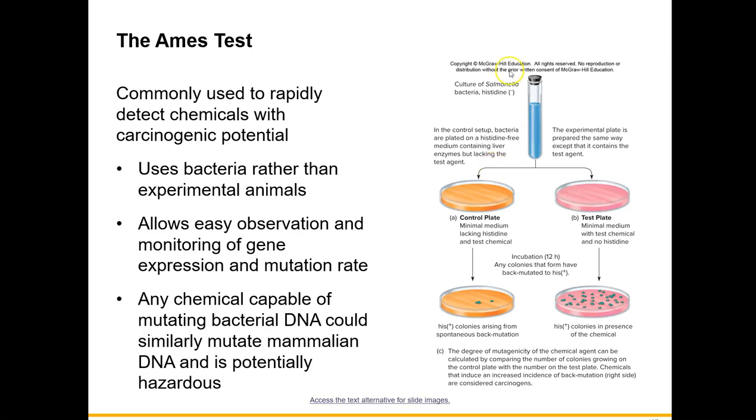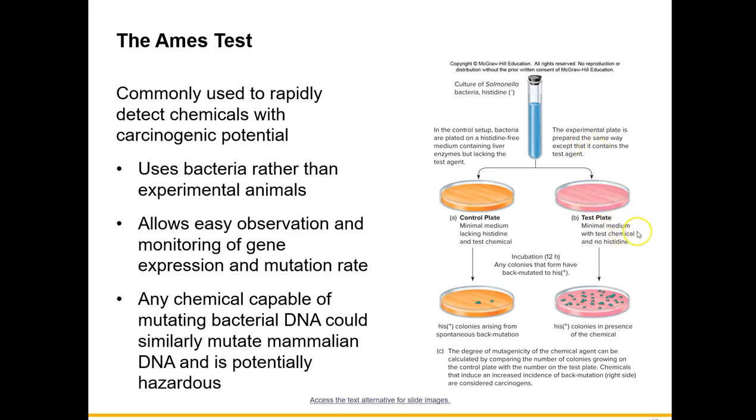So what we have here is a Salmonella bacteria in a histidine-negative media. The control setup has the bacteria plated on a histidine-free media containing liver enzymes but lacking the test agent. So your control plate is going to lack histidine and the test chemical, and these histidine positives are arising from spontaneous back mutations. The experimental plate is the same, but it contains the test agent.